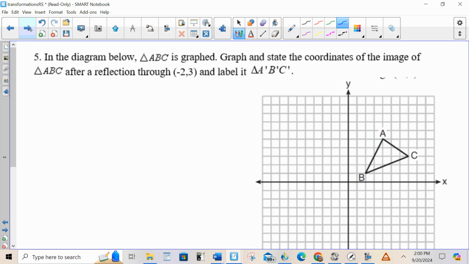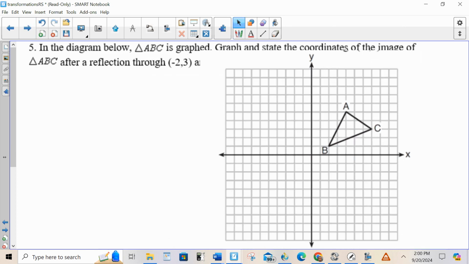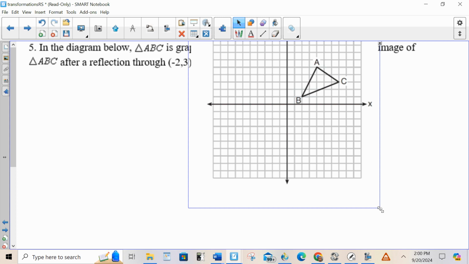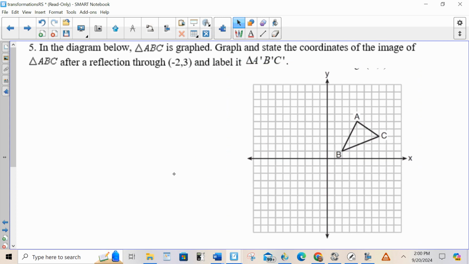Reflection through a point. It wants me to reflect this through the point (-2, 3). So I am going to plot the point (-2, 3). And I am going to reflect through that point. So to do any reflection, whether it's a point reflection or a line reflection, you count to what you're reflecting over. If it's a point, you're counting in 2 directions. So for B, I'll start at B. It's left 1, 2, 3, 4, up 1, 2. So left 1, 2, 3, 4, up 1, 2.